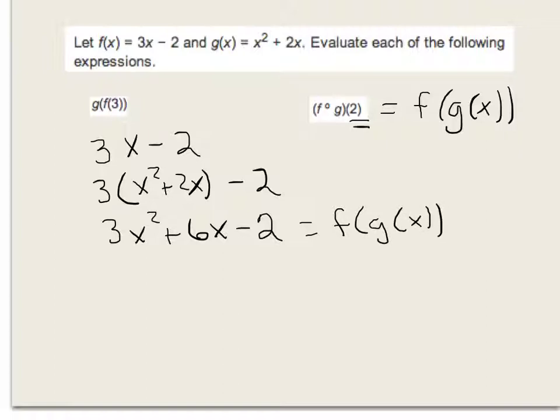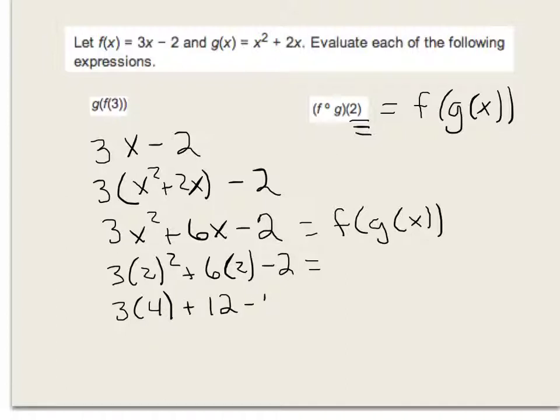And I still want to plug a 2 in. And so I get, let's see, 3 times 4, which is 12, plus 12 minus 2, it's 24 minus 2 is 22.